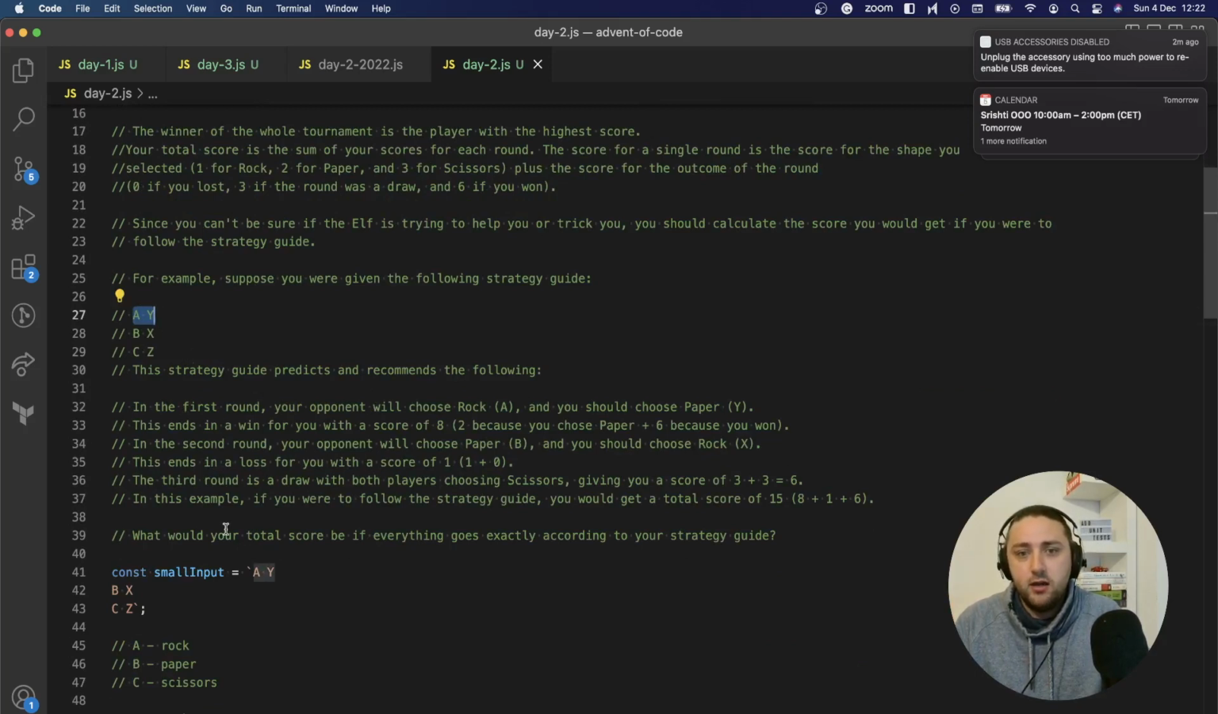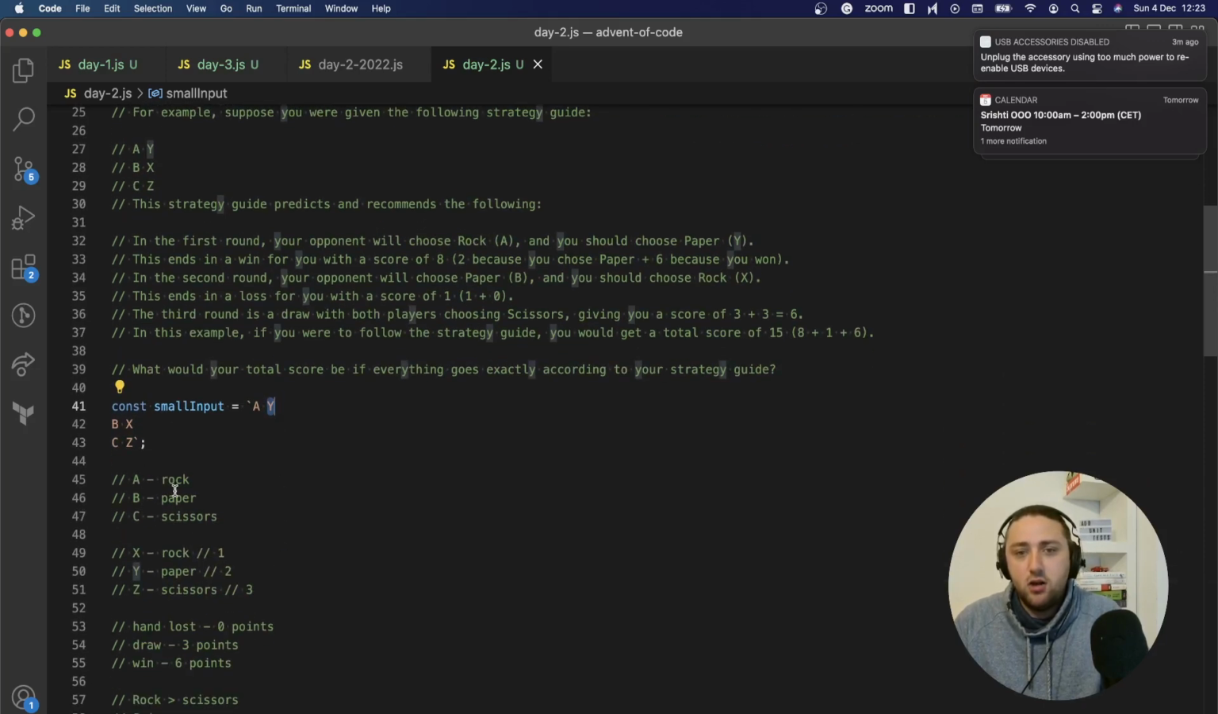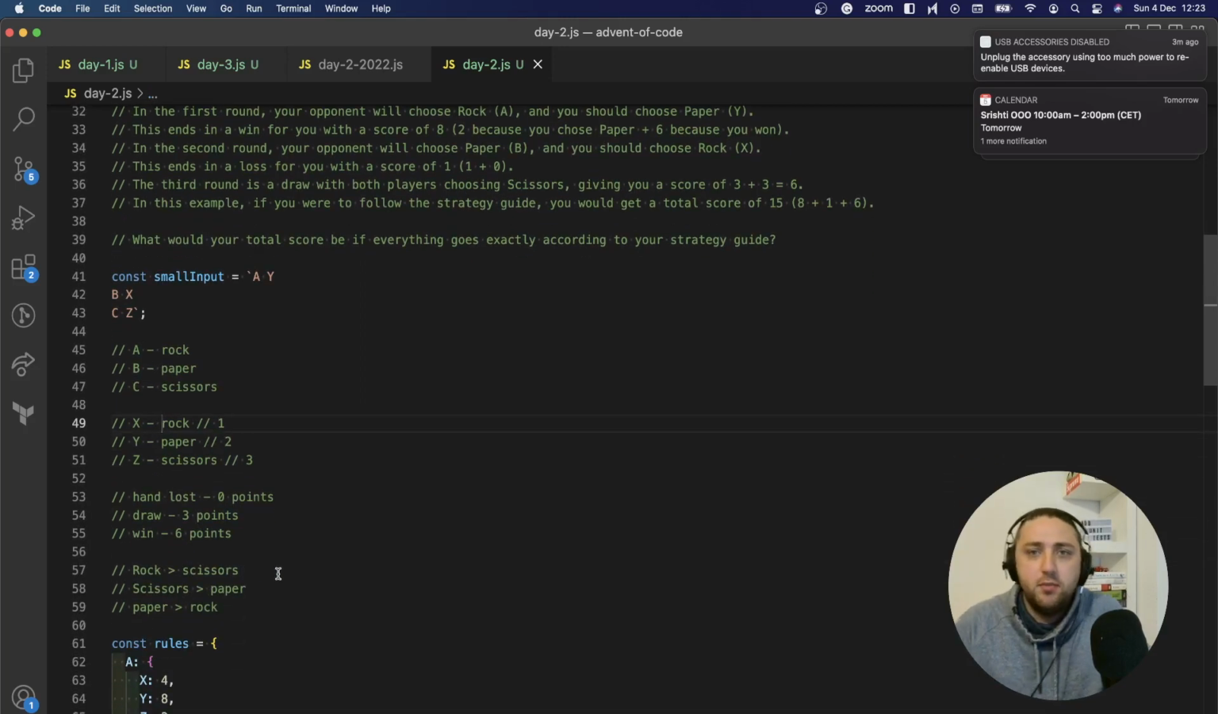You have some lines that represent a round of rock, paper, scissors. Each column, the first column represents your opponent's hand, and the second column represents your hand. So ABC is rock, paper, and scissors, and XYZ is rock, paper, scissors, but for you. And in case you don't know how rock, paper, scissors is played, rock smashes scissors, scissors cuts paper, and paper covers rock. So these are basically how you play rock, paper, scissors.